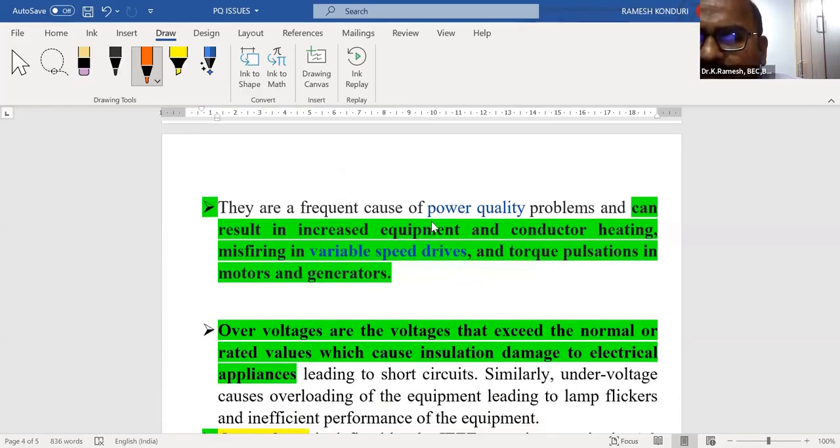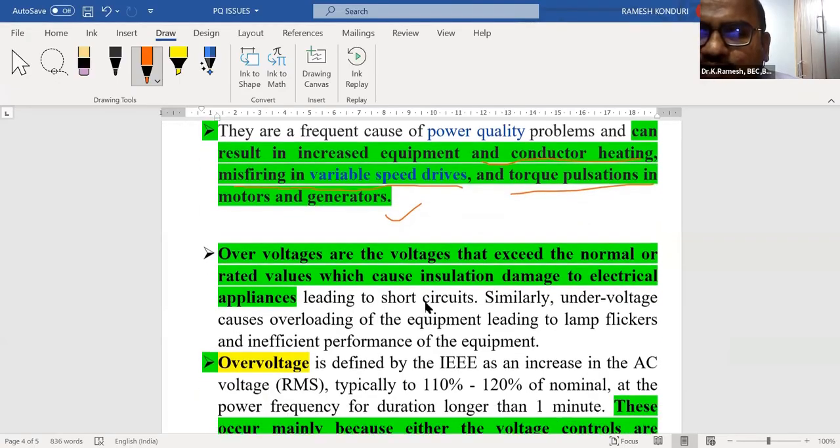These harmonics are a frequent cause of power quality problems, and can result in increased equipment and conductor heating. Due to these harmonics, the heating of the equipment may take place. It results in more heating of the equipment and misfiring. Misfiring may take place in variable speed drives applications, and torque also pulsates. So it is not maintained constant, but it goes on pulsating. The torque pulsations may take place in the case of motors and generators.